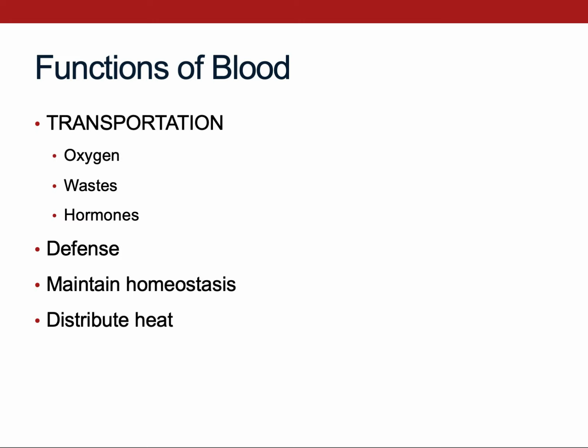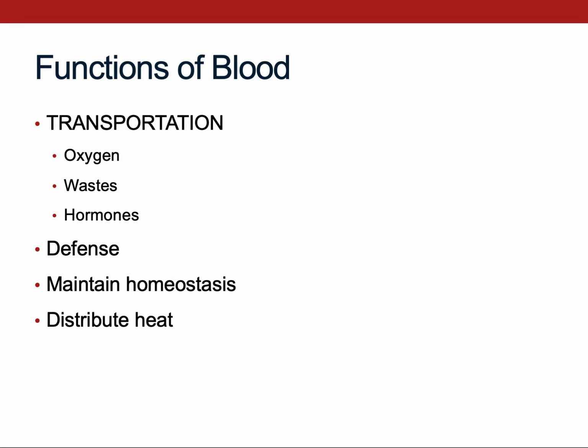The functions of blood, there are a few functions of blood. The main one that we'll talk about here is transportation. Blood is very important for transportation as it transports oxygen, waste, and hormones throughout our body. In doing so, it helps defend our body against infection or foreign invaders. It helps our body maintain homeostasis by sending different things where they need to be, whether that's sugar, oxygen, hormones, and it also helps distribute heat.